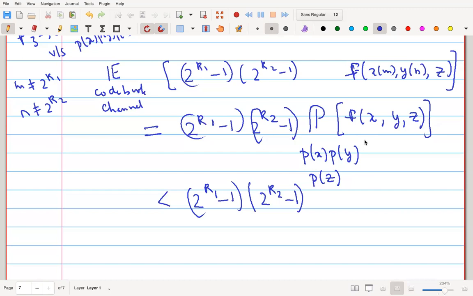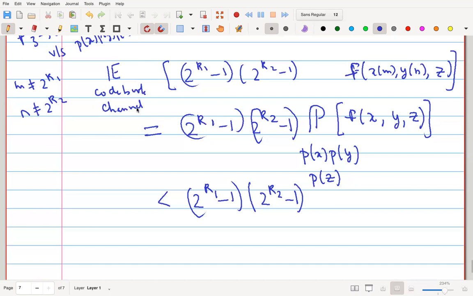Now, not the P of Z. The point is that if I just ask what is the distribution of Z, there is a randomization over X 2 to the R1 and Y 2 to the R2. Remember, this is an expectation, and that's what Sayantan was saying. So that's why it becomes bona fide. It's just Z.